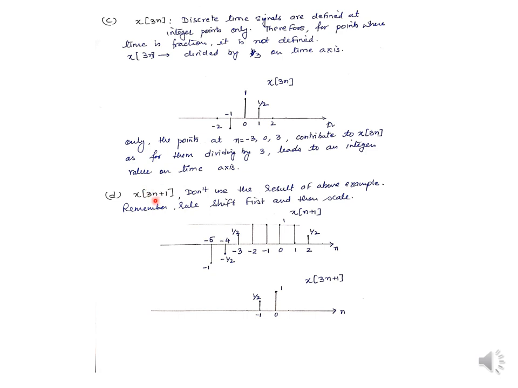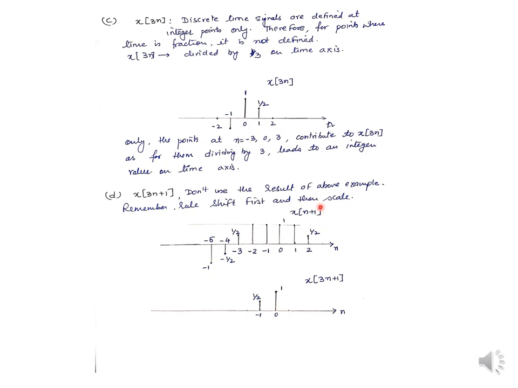In this case we don't have any time reversal, so we will shift the signal x of n by one value on the negative side. So the value which was at minus 4 will move to minus 5, at minus 3 will move to minus 4, the value at minus 2 will move to minus 3, minus 1 will move to minus 2, 0 will move to minus 1, 1 will move to 0, 2 will move to 1, and 3 will move to 2. So x of n plus 1 means you are advancing the signal by one value.